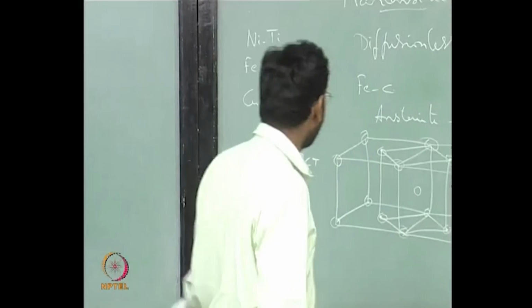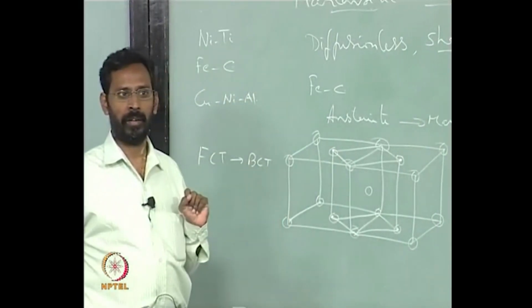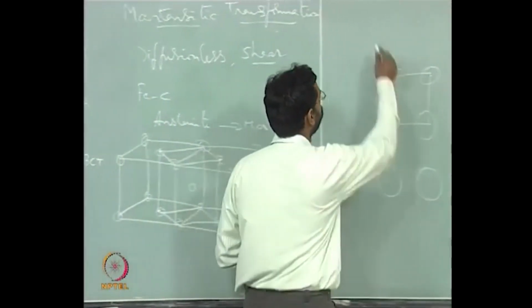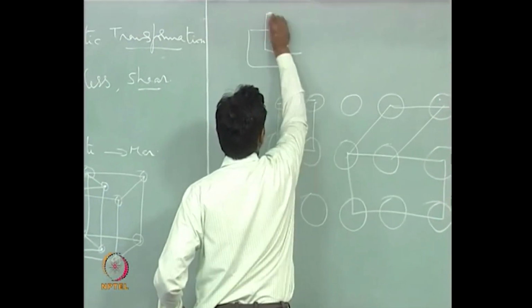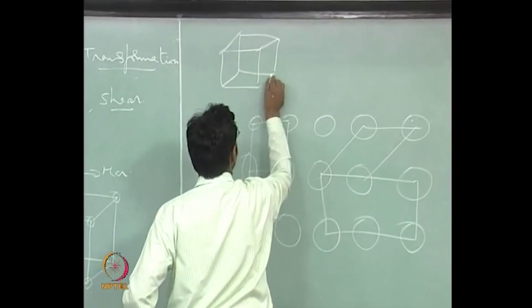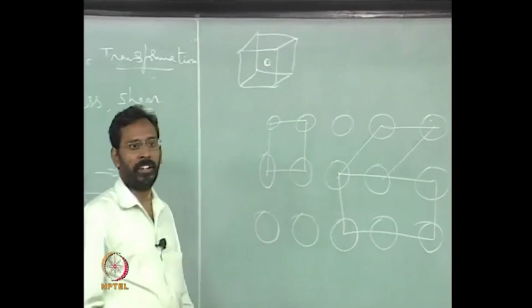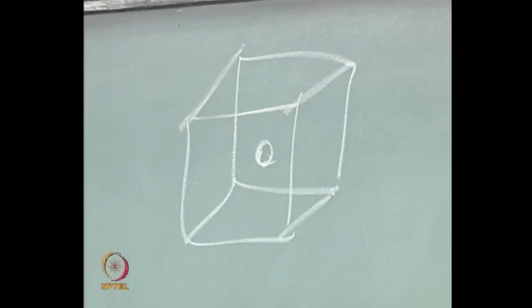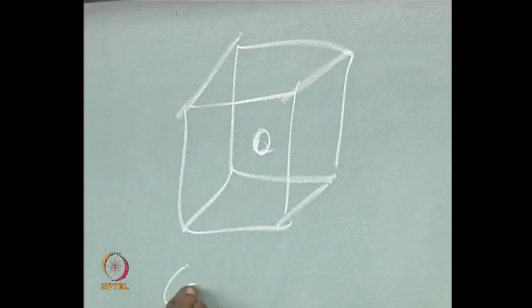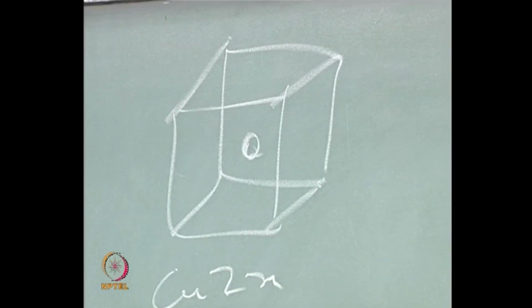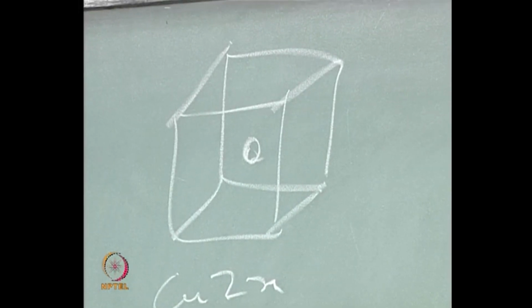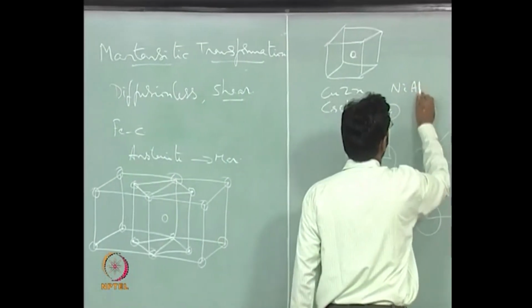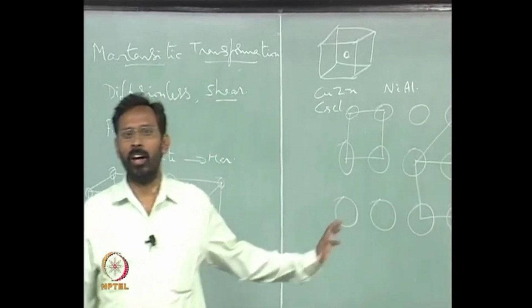For example, take an FCC unit cell or a BCC unit cell. It is easy to understand, so imagine a BCC unit cell with one atom at the center. What is an example of an ordered unit cell based on BCC? I should not say copper, zinc, beta brass. Another example is cesium chloride. Nickel aluminide, NiAl, these are all of that type.